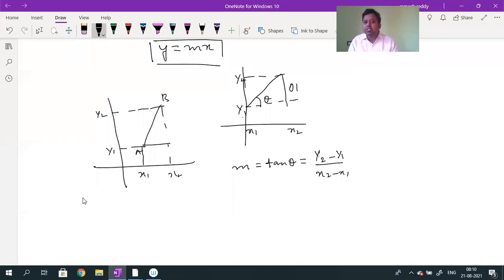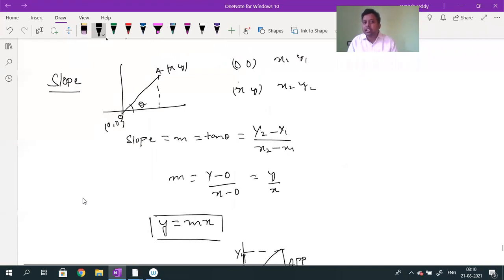Opposite side will give you the change in y coordinate. Adjacent side value will give you the change in x coordinate. The general definition for the slope is change in y coordinate by change in x coordinate: y2 minus y1 by x2 minus x1. So y2 minus y1 will be given by the opposite side, and x2 minus x1 will be given by the adjacent side. Now you tell me, opposite side divided by adjacent side will give you tan theta.